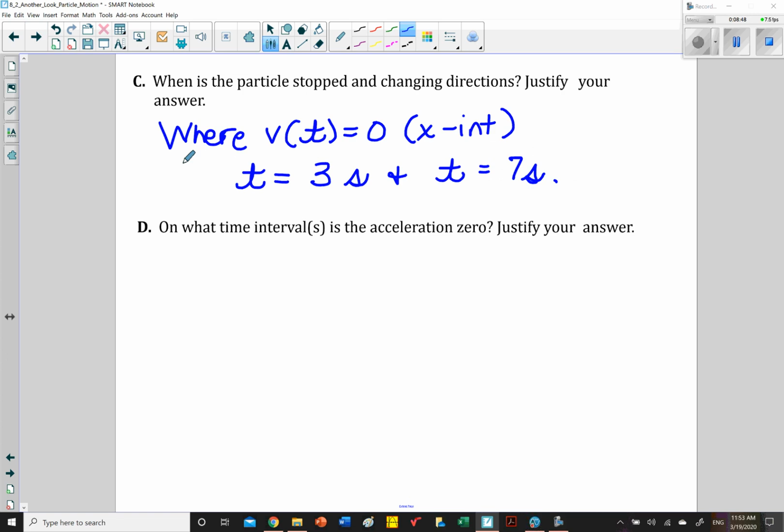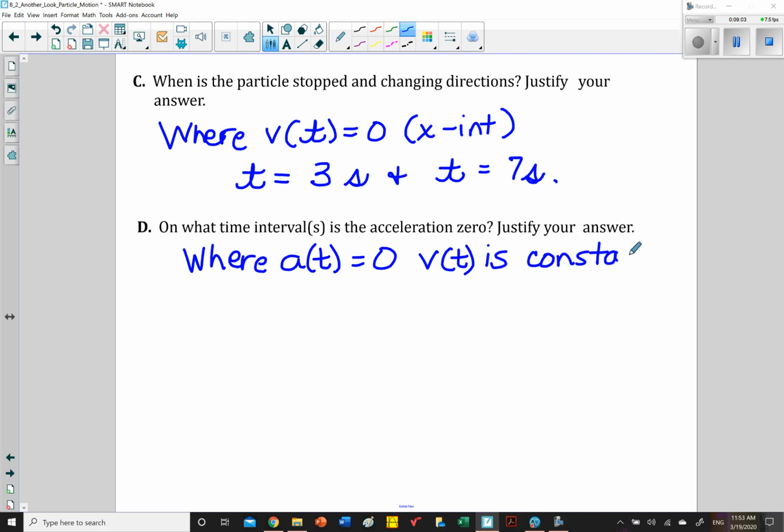So what time is it where acceleration is 0, velocity is constant? So when you're thinking about the graph, you're really looking at where the graph of the velocity curve has horizontal tangent lines. That would be another way to say that. So between 1 and 2, and then again between 4 and 6 seconds.